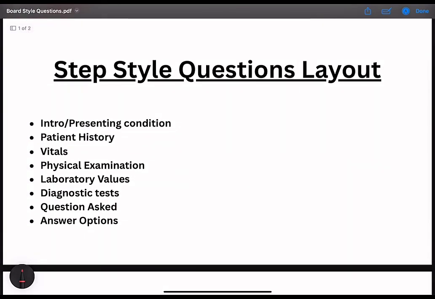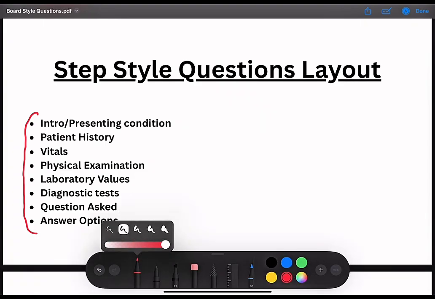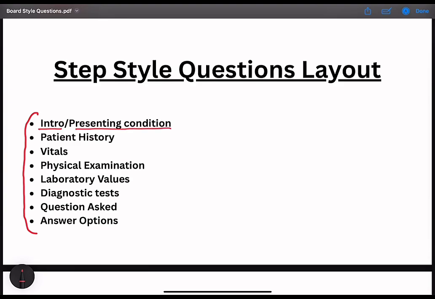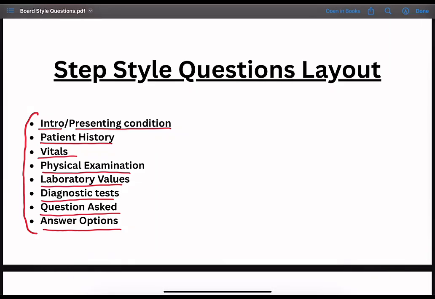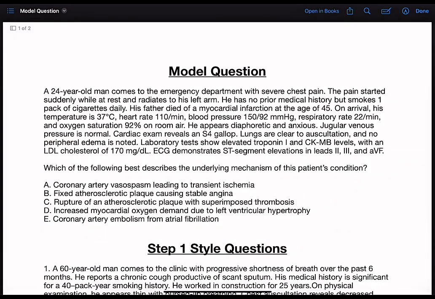Then we have step style questions layout. Whether you are going through your Step 1 or Step 2, the layout remains the same. It's not a universal rule or universal layout, but it's a general layout where question stems are presented in the following manner. At first we have an intro or presenting condition, followed by patient history, then we have vitals of the patient, physical examination, lab values, diagnostic tests being performed, then we have the question asked, and at last we have the answer options of the question stem. So let's have an overview of a question based on this layout.